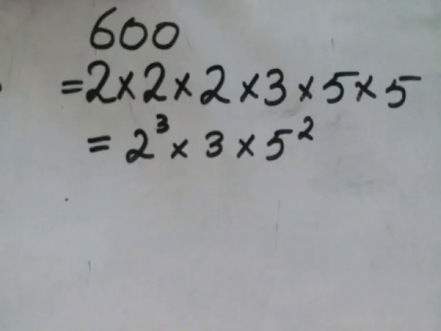600 is equal to 2 multiplied by 2 multiplied by 2 multiplied by 3 multiplied by 5 multiplied by 5. Now 2 is multiplied 3 times, so it can be written as cube of 2 multiplied by 3 multiplied by square of 5.